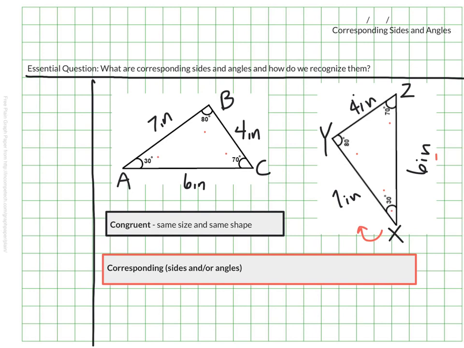So let me first define that for you. Corresponding sides or angles would be those that are in the same kind of placement in a figure, but in two different figures. Like if I rotated these triangles together and they could lay on top of one another, we could see that they have matching sides and matching angles.